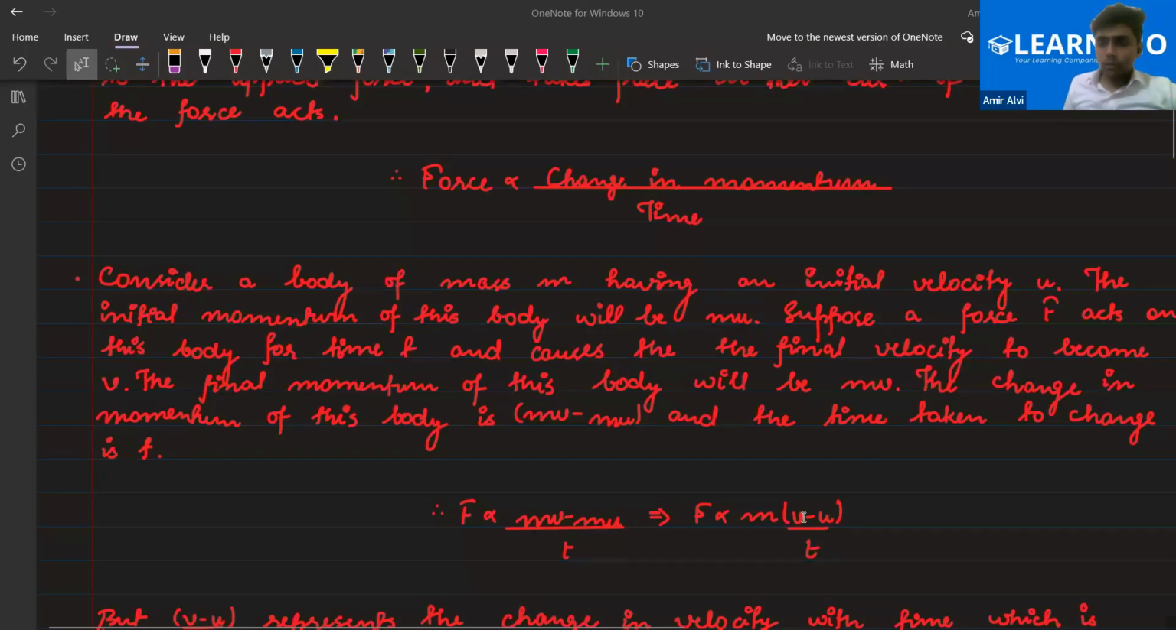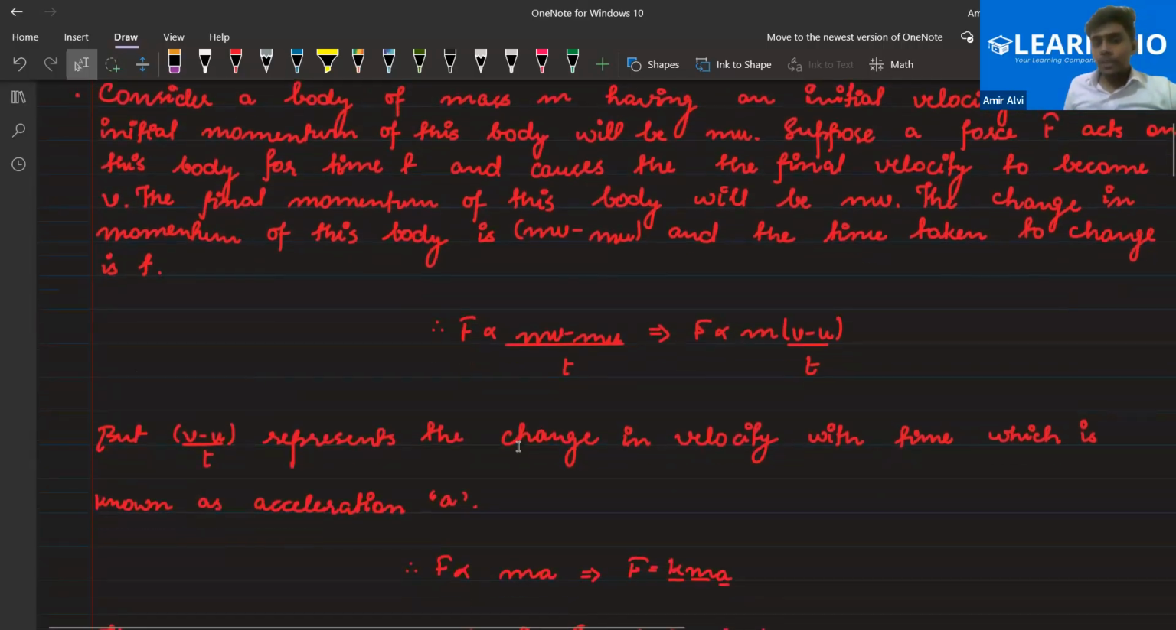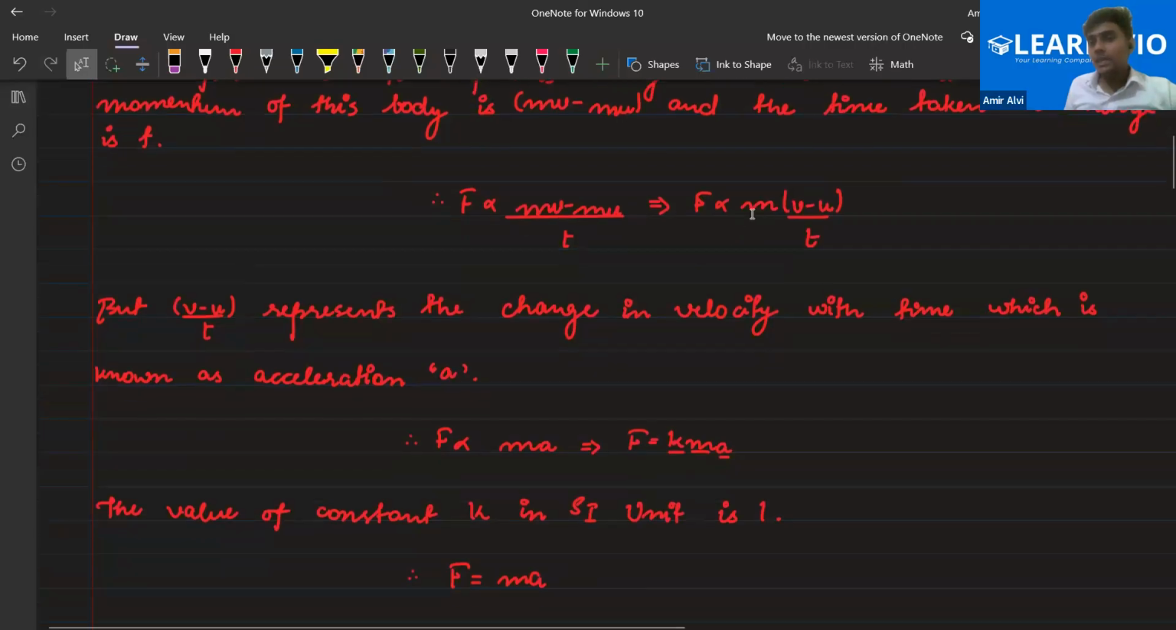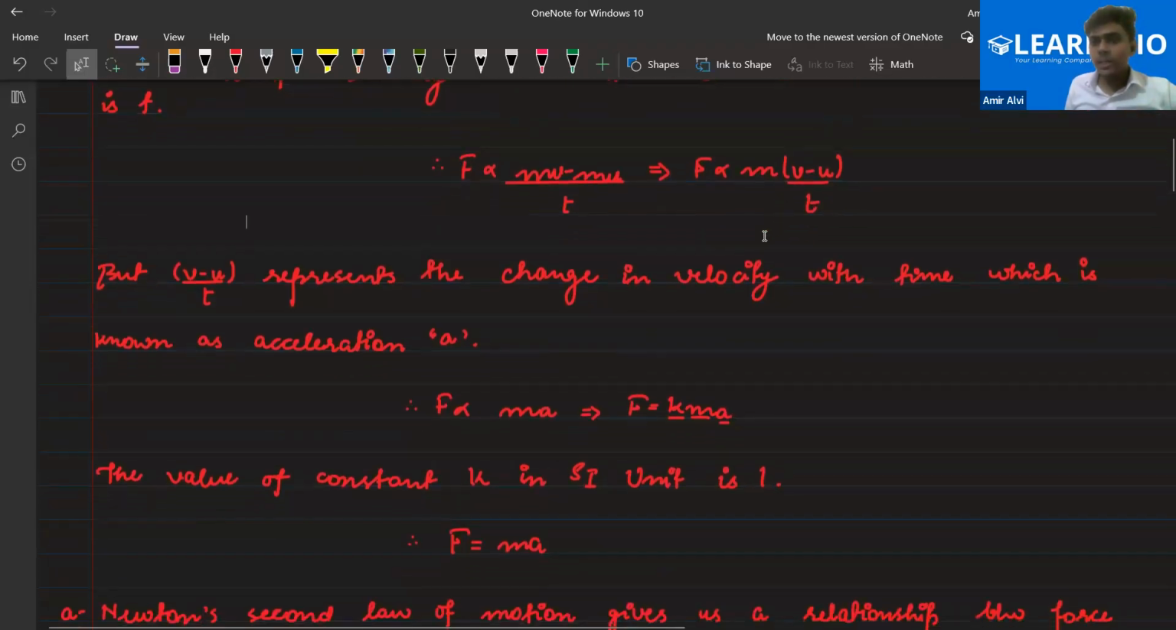So it is the rate of change of velocity. Rate means divided by time, and change of velocity is the quantity that we are dividing. So v minus u by t is representing the acceleration. That's why I can substitute the acceleration quantity by v minus u by t right here. So that's why m into a. That's how we got force is directly proportional to mass into acceleration.